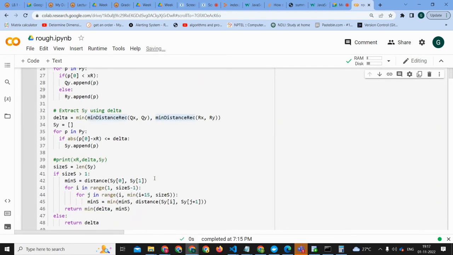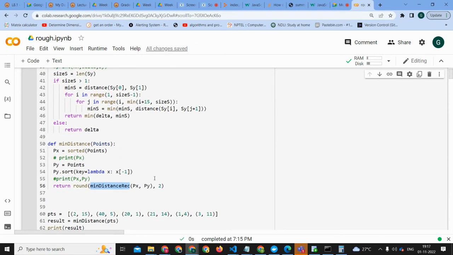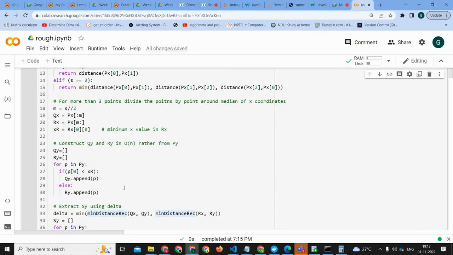Okay, so that REC stands for recursive, I believe. Yeah, this method name, minimum distance rec. So that is for recursive, okay. Thanks for that.